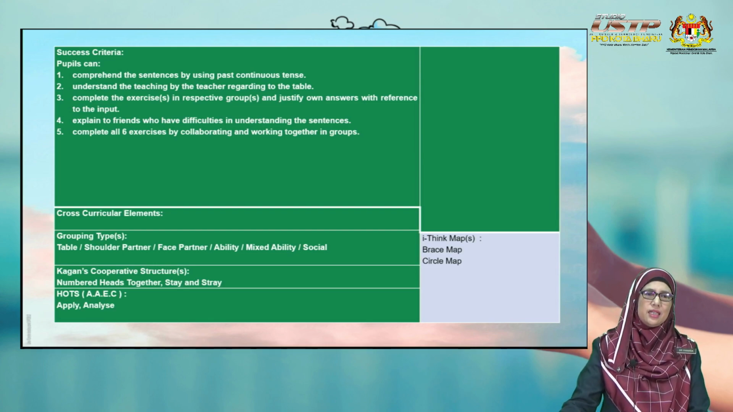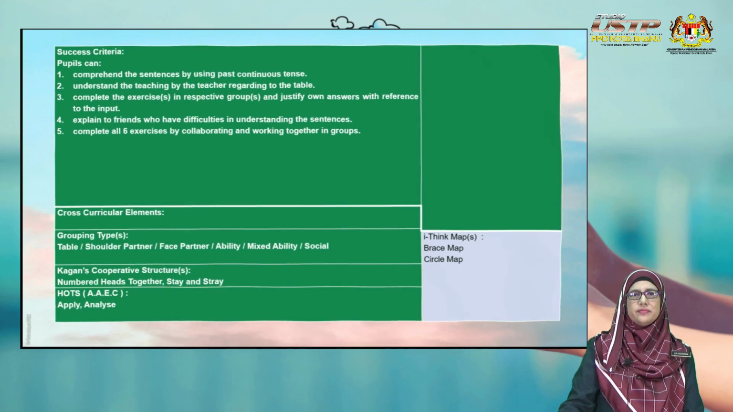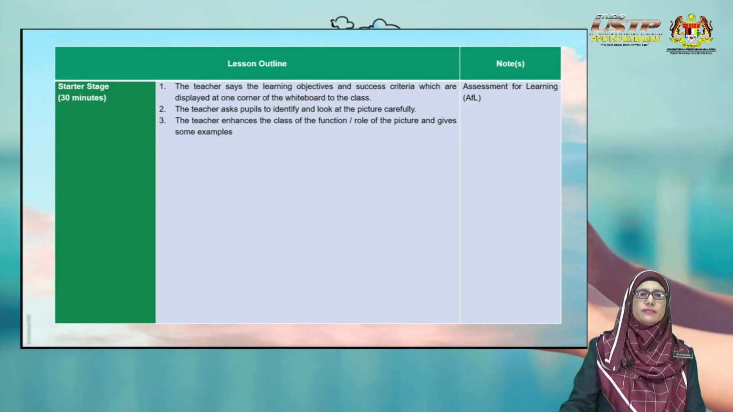As you can see here, we use Kagan's cooperative learning structures, and for the activities, we use numbered heads together, stay and stray. For the starter stage, time allocated is 30 minutes. Let us take a look at the lesson outline.